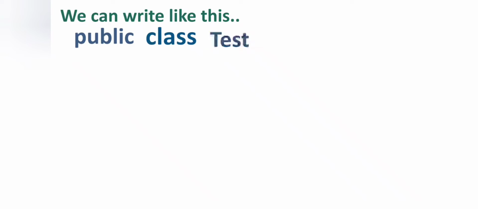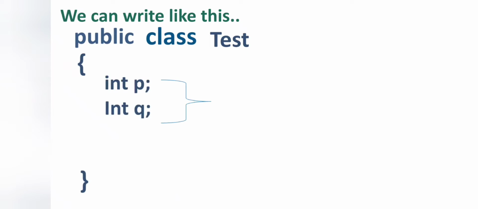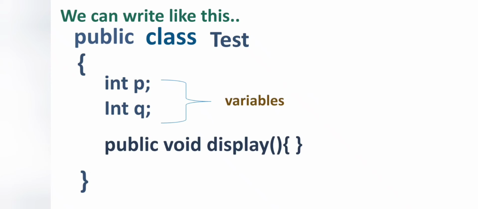So we can write like this. First we have to write the access modifier, and it's public. Then we need to write the class keyword and it should be in lowercase. Then we have to write a class name, and it's Test, and the class name should always start with an uppercase letter. Okay, so Test is the class name, and then there will be a class body surrounded by opening and closing curly braces, and the class body contains the class members, the variables and methods.